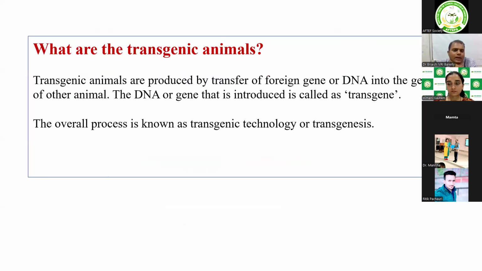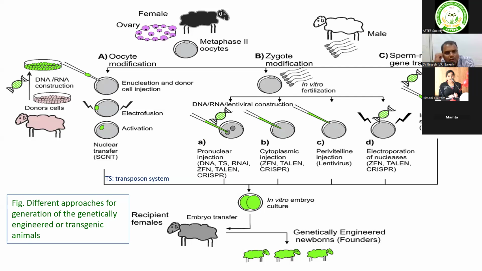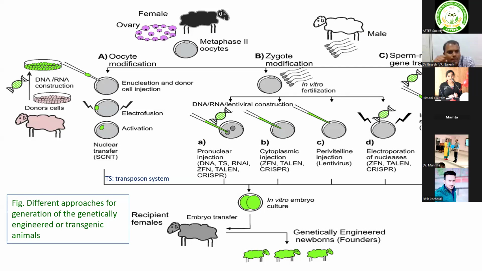Transgenic animals are produced by the transfer of a foreign gene or DNA into the genome of other animals. The DNA gene that is introduced is called transgene, and the overall process is known as transgenic technology or transgenesis. So these are the methods how you are introducing the particular gene of your interest into the genome sequence of the animal. Now they are using CRISPR-Cas, and in our lab also they are using CRISPR-Cas.